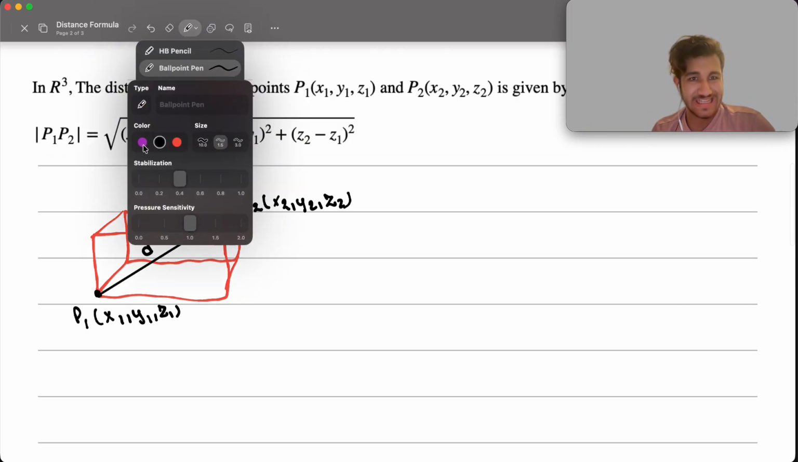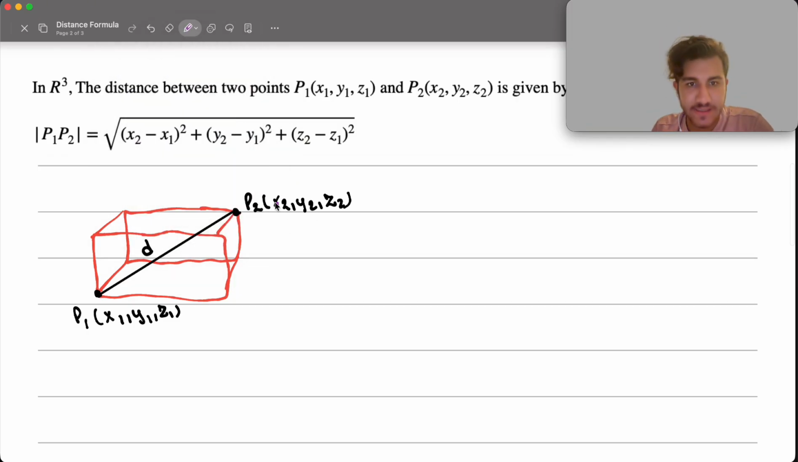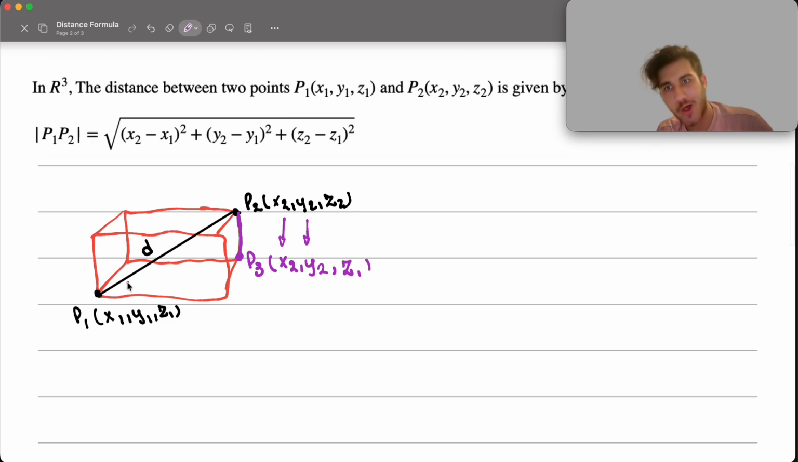So the thing that we're gonna do is that we are just lowering the point P2 over here, then this point is going to be the point P3. Since it's going to have the same x and y components as the point P2, it's going to be x2 and y2, but it's going to get P1's z component because it's going to be at the same level with the same depth. That's why it's going to get its z value.